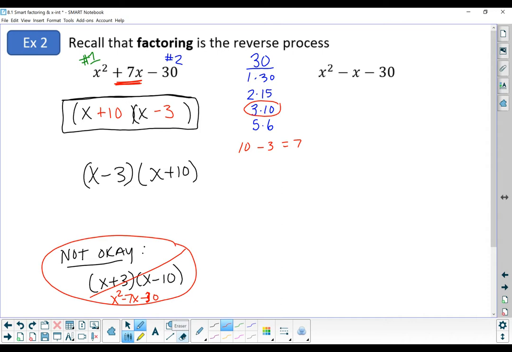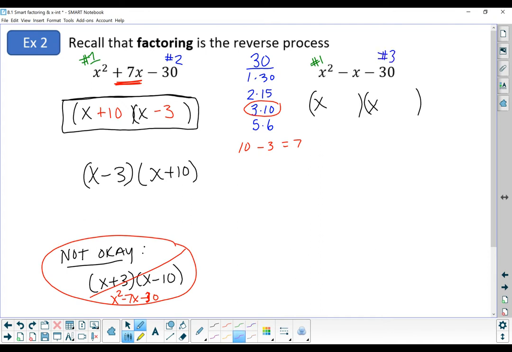Okay, let's try this one that's on the right. So again, I'm going to start by thinking about this. That's my number one spot to think about. I'm going to break that into an x and another x. And then I'm going to shift to thinking about 30.